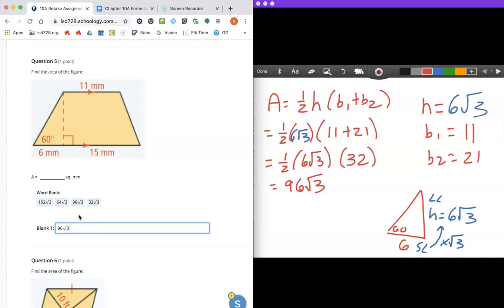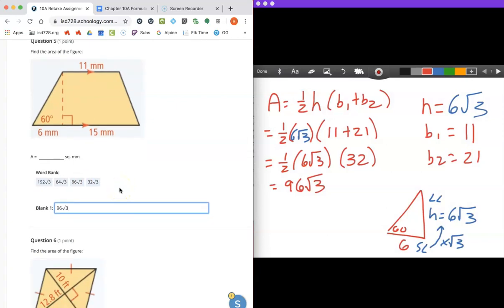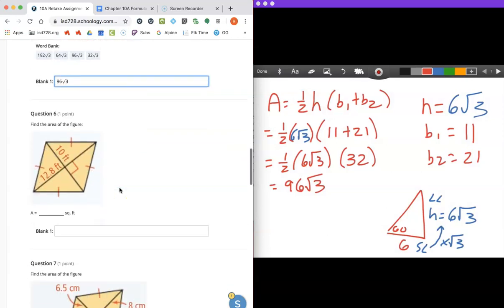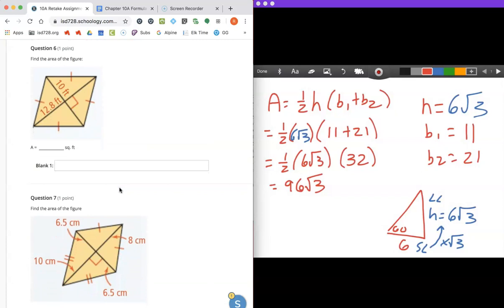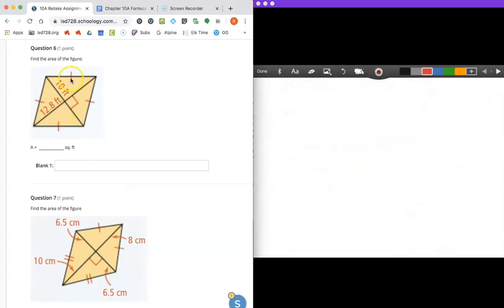Okay, all right. So now we're ready to move on to number 6. Number 6 is a rhombus. I can tell because there's the same amount of tick marks on every side. So for a rhombus or kite, we have the same area: 1/2 times diagonal 1 times diagonal 2. As long as I know what the diagonals are, I can solve this problem pretty quickly.